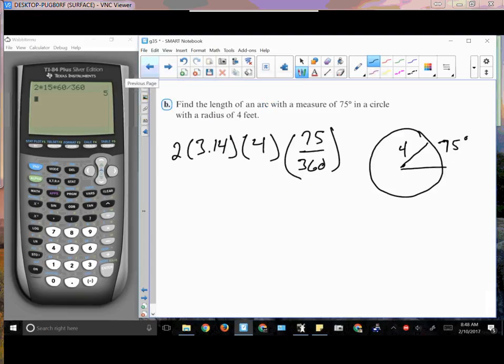So, 2 times 3.14 times 4 times 75 divided by 360, and I end up with 5.23 feet. Does that seem reasonable?